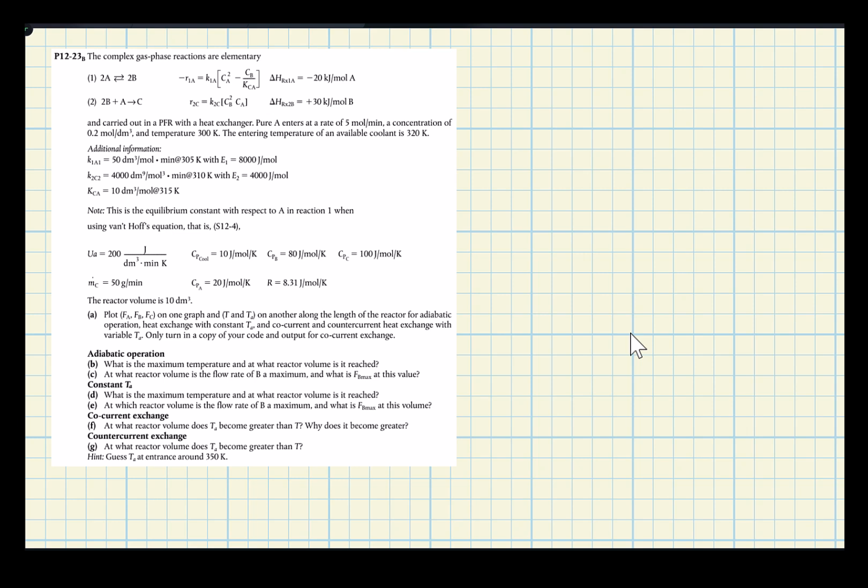So we're given that this complex gas phase reaction is carried out in a PFR with a heat exchanger. Pure A is entering at a rate of 5 moles per minute at a concentration of 0.2 moles per dm cubed at a temperature of 300 K. The entering temperature of an available coolant is 320 K.